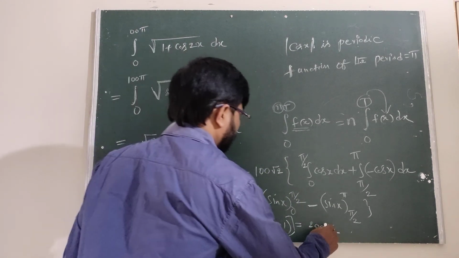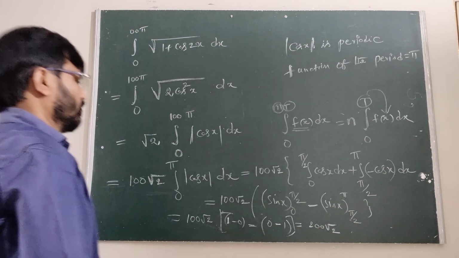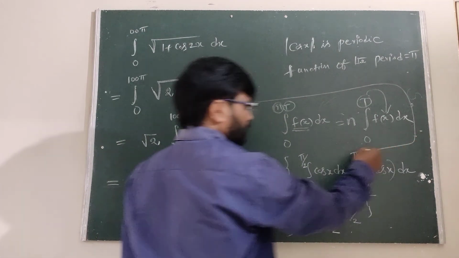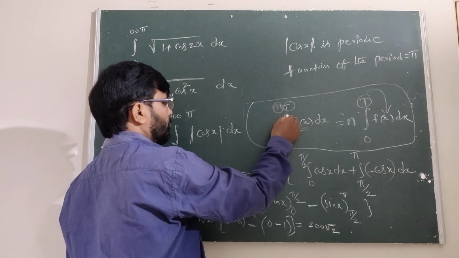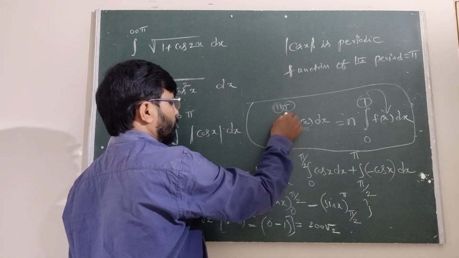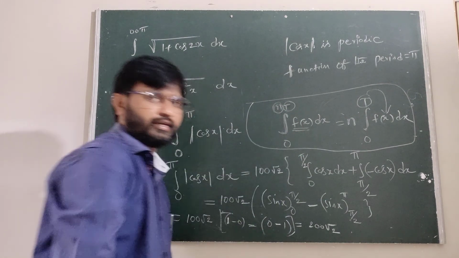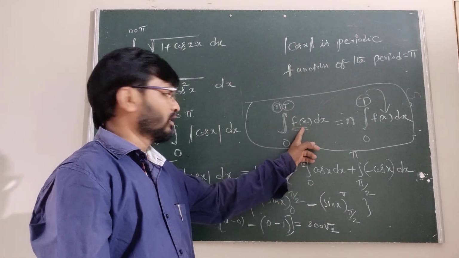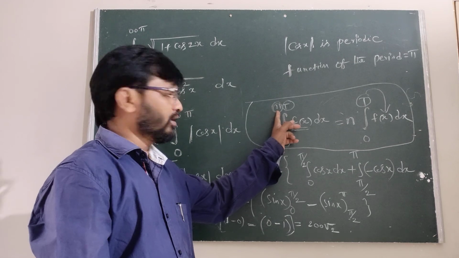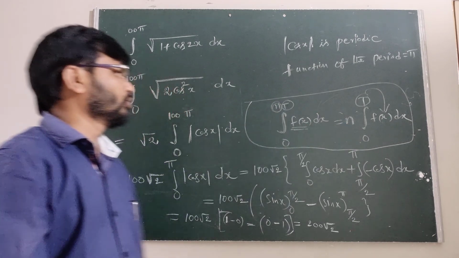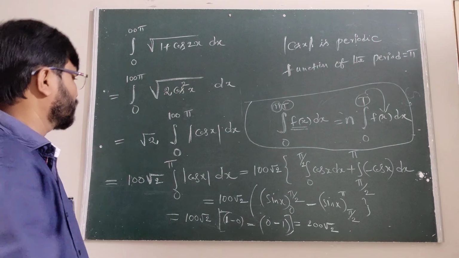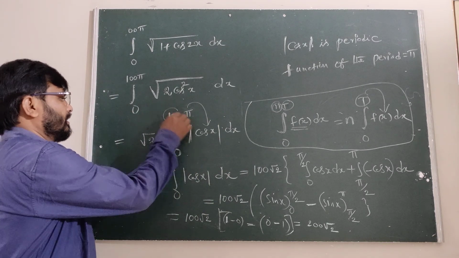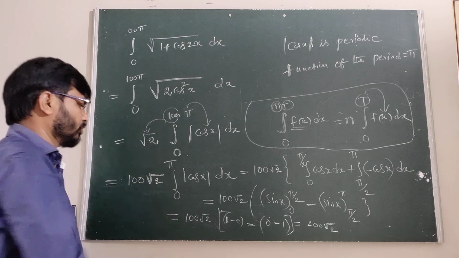Is it clear? How to write this one? We have to apply the method here. What is the method of this question? We have to take only the integral 0 to nT, where T is the period of the periodic function f of x, and n is a natural number. We can write n into integral 0 to T f of x dx. That's why here pi is the period of the mod of cos x. Then you can write 100 into root 2, that is 100 root 2.